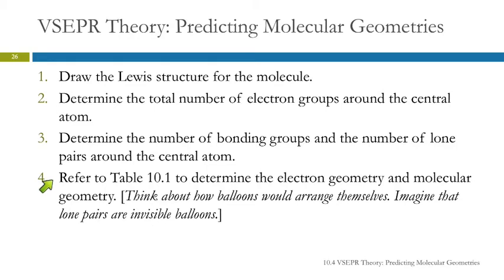The book's instructions say, refer to table 10.1. Well, that's all nice and everything if you've got table 10.1. Don't do that. Think about balloons and how balloons would arrange themselves, and then imagine that the lone pairs are invisible. And isn't thinking about balloons happier than looking something up on a table? Right? Balloons are happy.